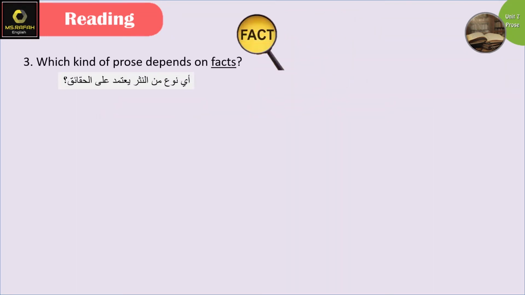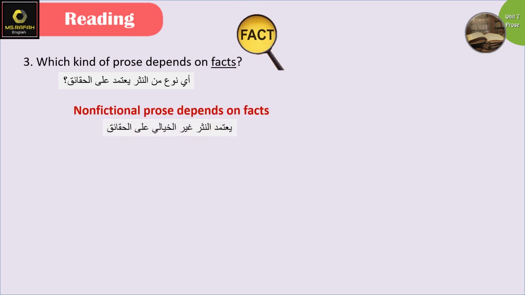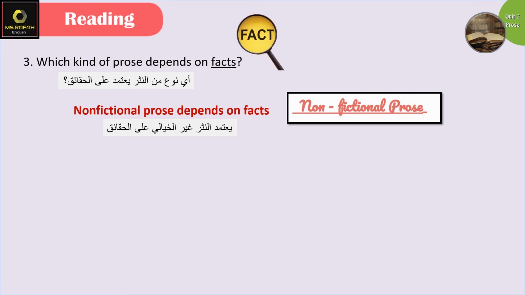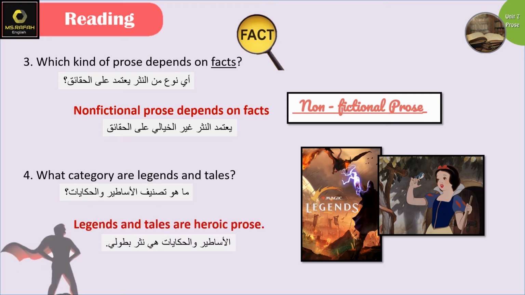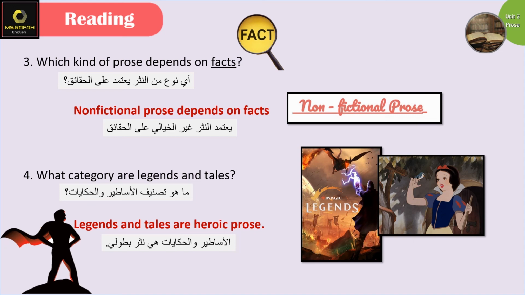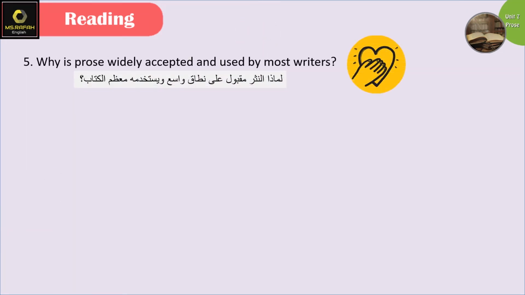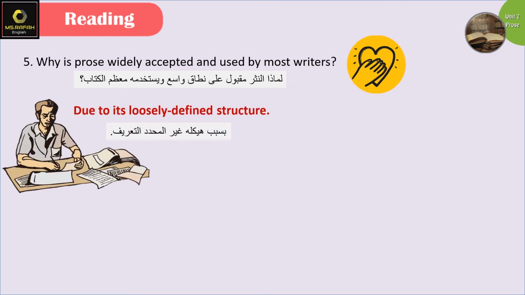Which kind of prose depends on facts? Non-fictional prose depends on facts. What category are legends and tales? Legends and tales are heroic prose. Why is prose widely accepted and used by most writers? Due to its loosely defined structure.